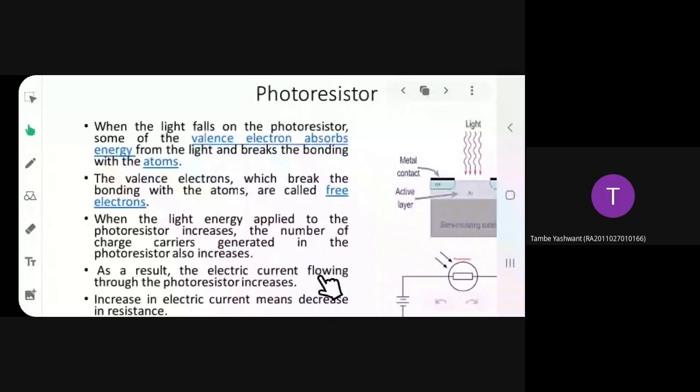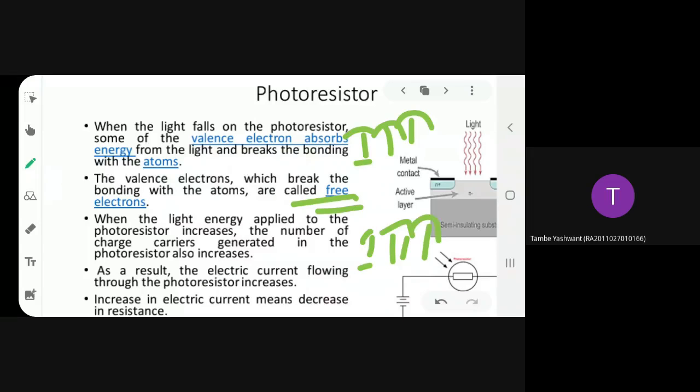Free electrons flowing is generally equivalent to what? Electric current. So if more and more free electrons are free to flow, then what will happen to the electric current? It will increase. You are breaking more and more free electrons, and as a result the current will be increasing at a larger rate. By Ohm's law, if current is increasing, what will happen to the resistance? It will decrease.